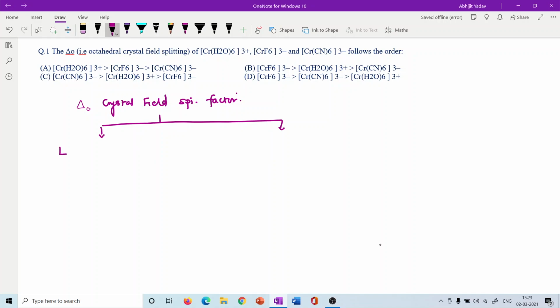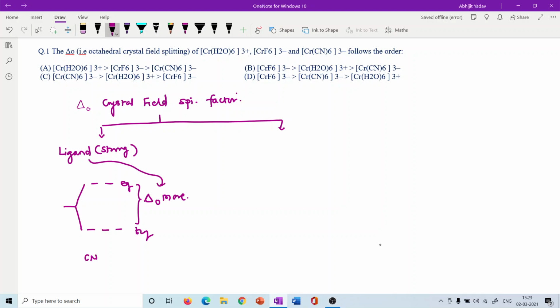Suppose the ligands are strong. When the ligands are strong, then in the octahedral splitting, this is Eg, this is T2g. This gap is more. Delta zero is more when the ligand is strong. So which ligands are strong? CN, CO, NO+. These are the strong ligands.